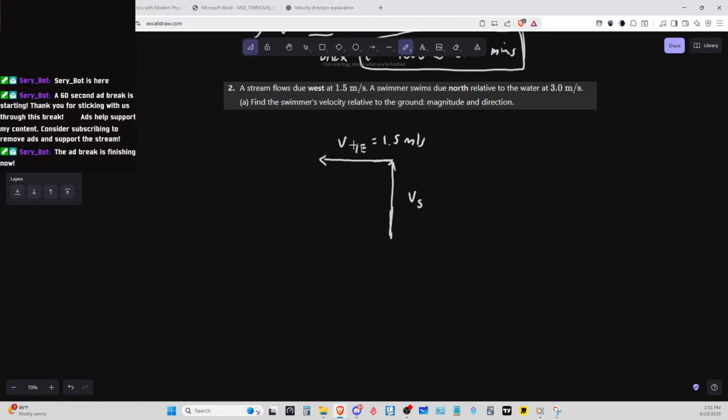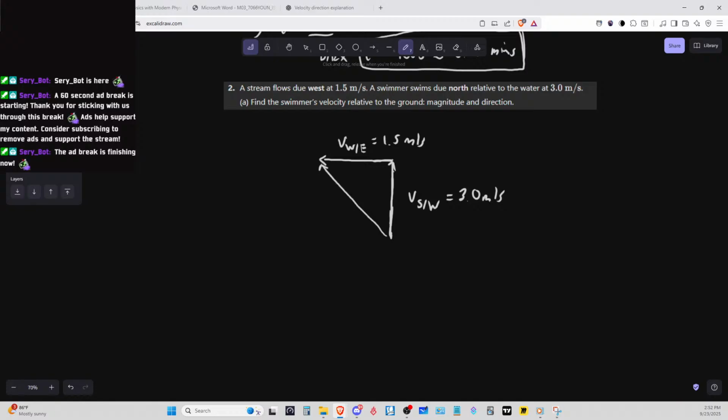So we'll just put W for water then, because we have a swimmer. So swimmer relative to the water is 3. Okay, so find the swimmer's velocity relative to the ground. Alright, so at this point, and the magnitude, okay.